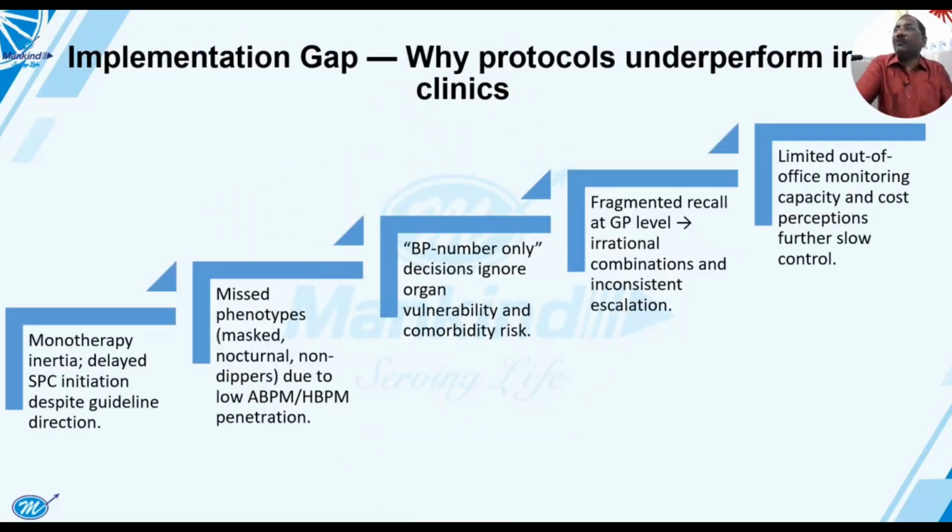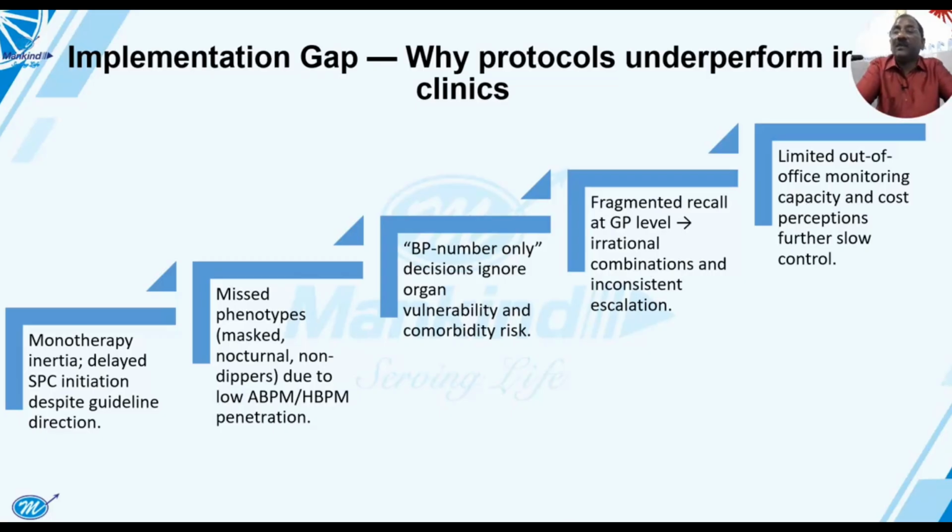So there is a big gap. Even today, a lot of gap is there. Protocols are underperforming in the clinics. So, monotherapy inertia. Missed phenotypes. See the phenotypes here: masked hypertension, nocturnal hypertension, non-dippers. These are due to low ABPM and HBPM penetration.